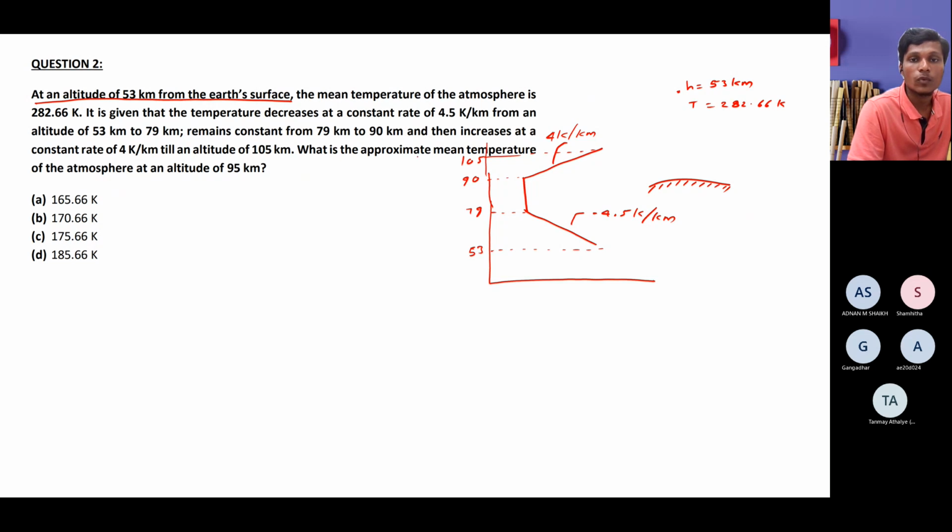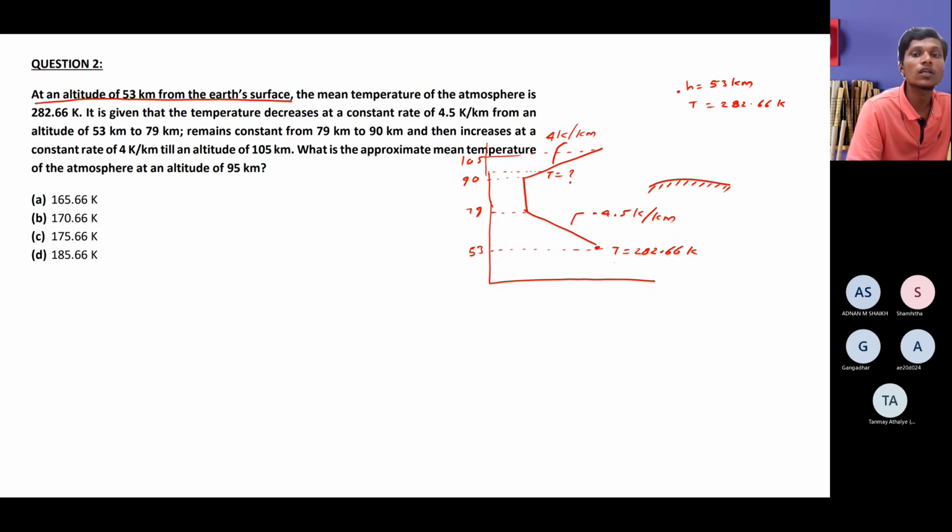Now the question is, what is the approximate mean temperature of the atmosphere at an altitude of 95 kilometers? They gave you T equals 282.66 Kelvin, and here H is 53 kilometers. Now you have the lapse rate here, the constant temperature here, and again a lapse rate here. It is just a direct substitution of your lapse rate formula, and let's see how it will work.